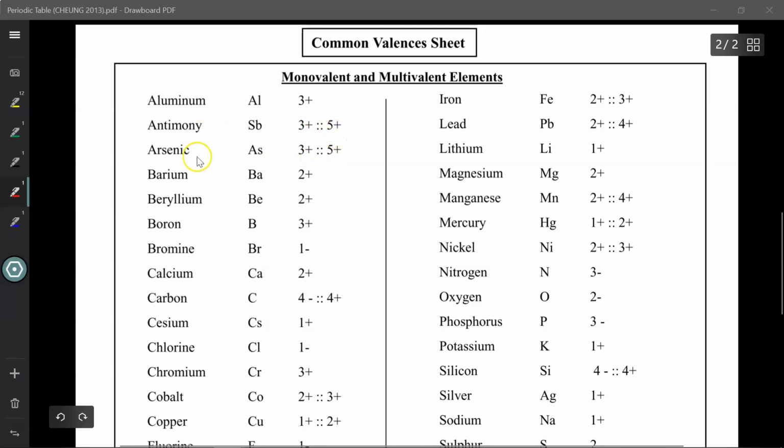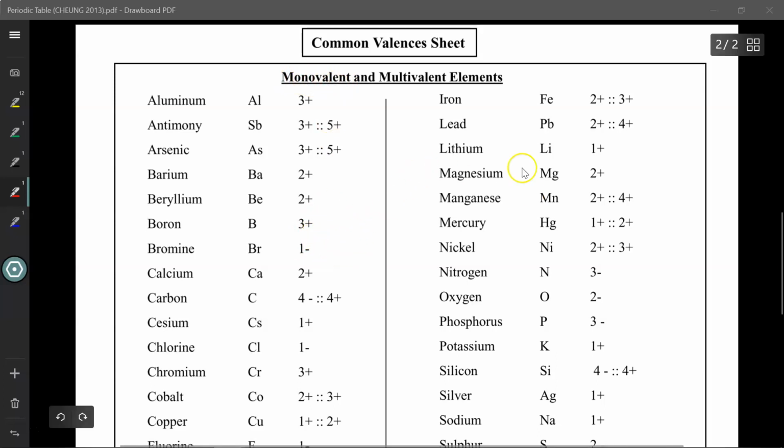So antimony, for instance, and arsenic can either lose 3 electrons or lose 5 electrons to achieve stability. We say that these elements that can do that are multivalent. They have multiple valencies. Whereas boron and bromine typically can only lose 3 or gain 1 because they only have one option. We say they're monovalent.